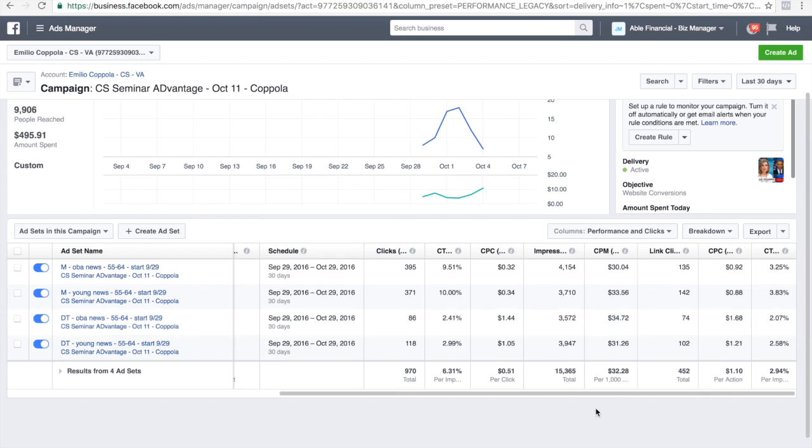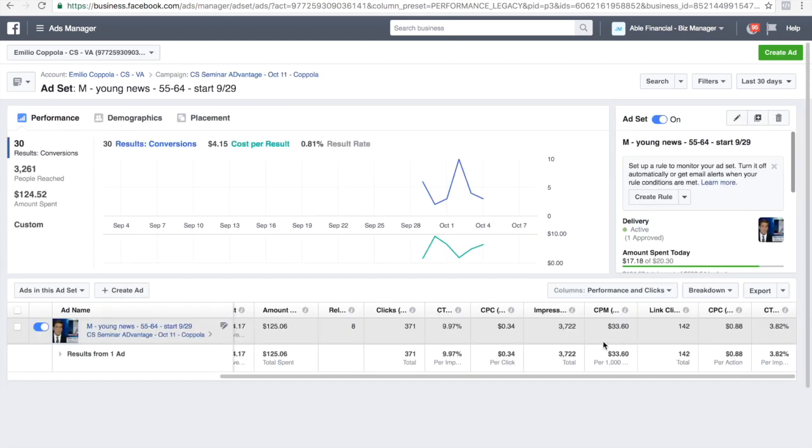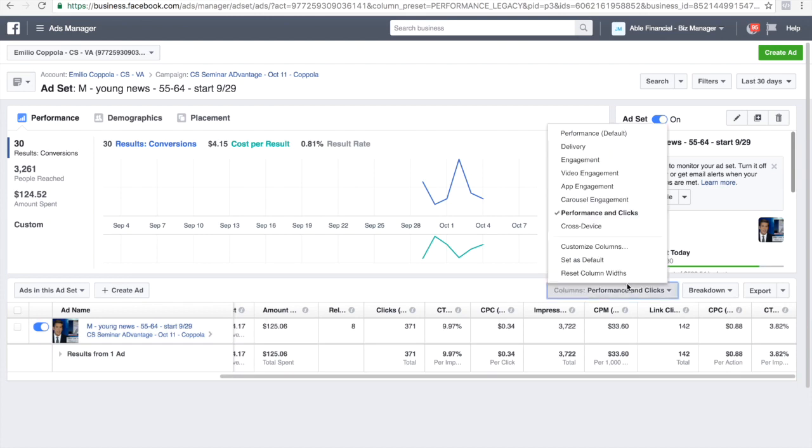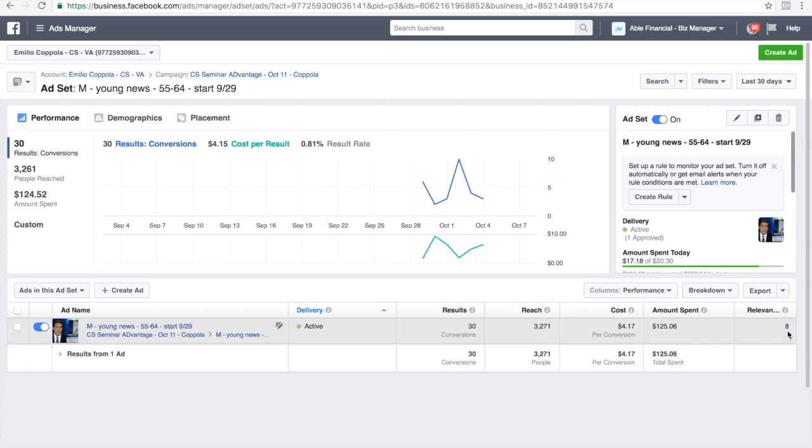Now our relevance score for each ad is not going to appear in this view. We're going to have to click one more level down in order to see that. So what I've done is I've clicked on our highest performing ad so that we can see what our relevance score is. To do that, I'm going to go back to the default view, and you can see the relevance score on this ad is 8. As a general rule of thumb, anything over 5 is pretty good.